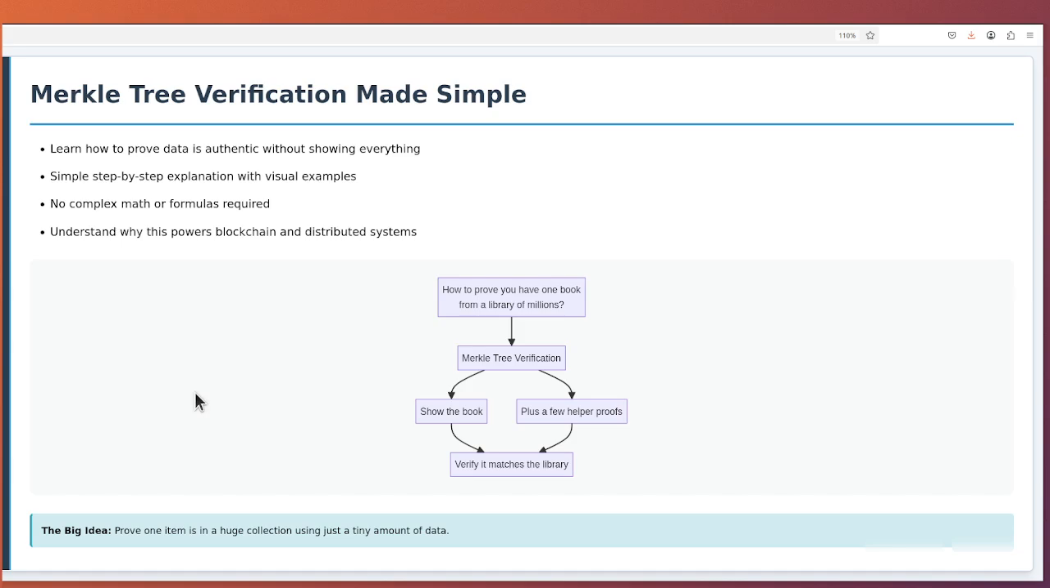Think of it like this. Imagine you have a huge library with millions of books. Someone claims they have a specific book from your library. How can they prove it without showing you all the books? That's what Merkle tree verification solves. We will walk through the process step by step, using simple examples and visual diagrams. By the end, you will understand exactly how verification works and why it is so powerful for blockchain and distributed systems.